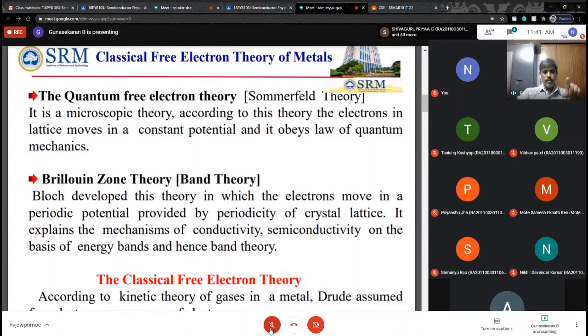That is an important conclusion by Bloch. Based on that, he went on to explain the mechanics of conductivity and semiconductivity also. So in all the cases he successfully explained by using this theory. In the same year, in the same 1928.